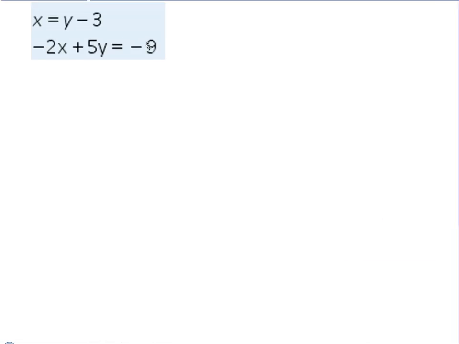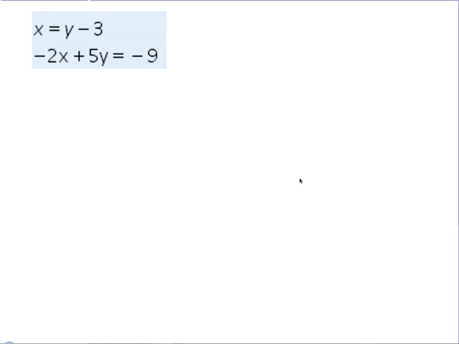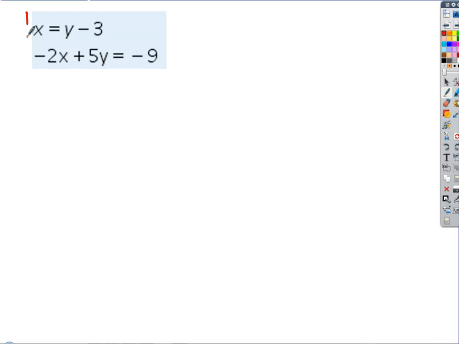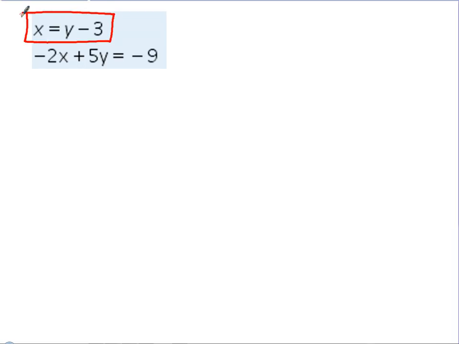Okay, so what do we do? Talk me through that one. What do we do to solve this? We're using substitution. You have to plug the x into the x. Good. Okay, now this one's already half done for us. Maybe not half done, but at least partially done for us. It's already solved for a variable. So let's put a box around this because that's our substitution equation, right?